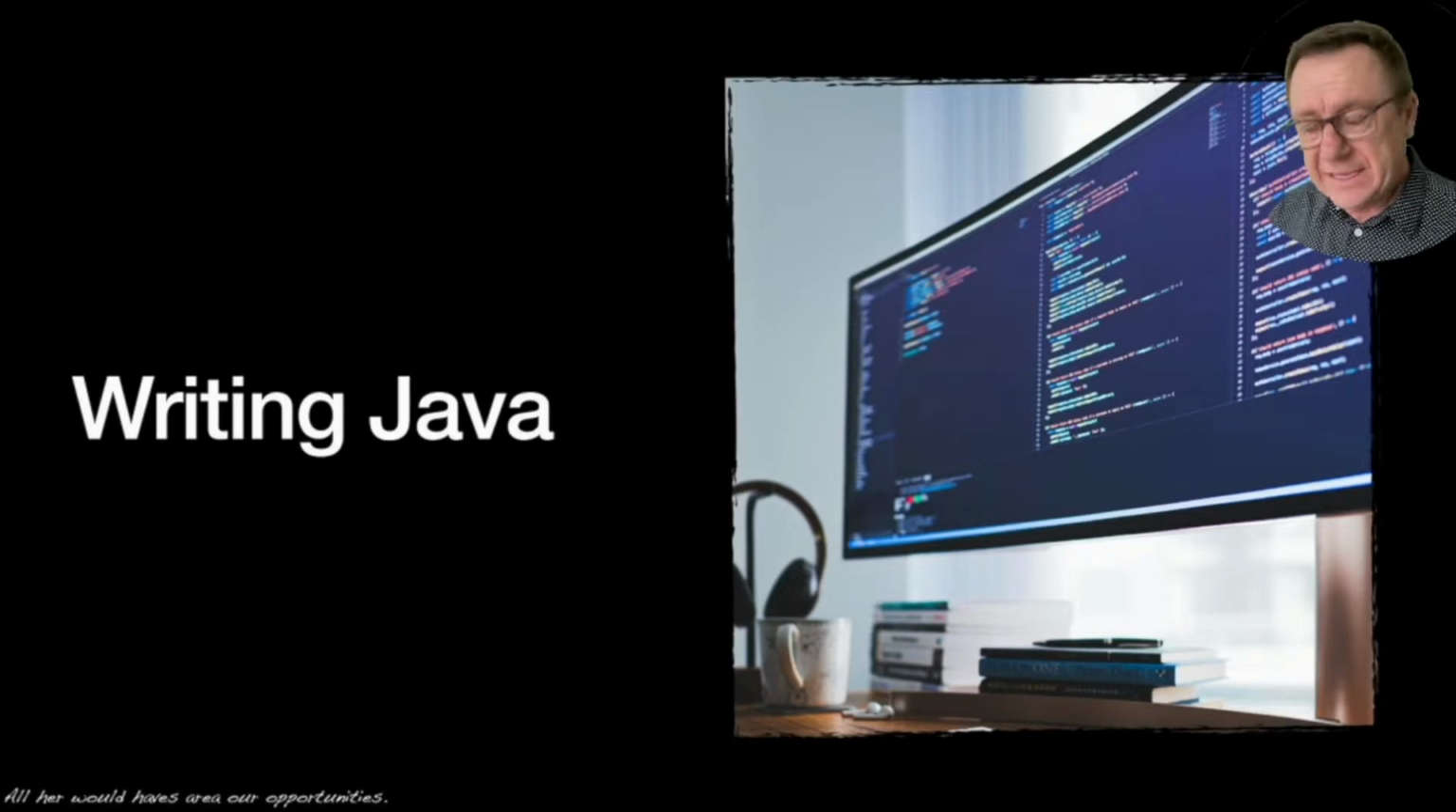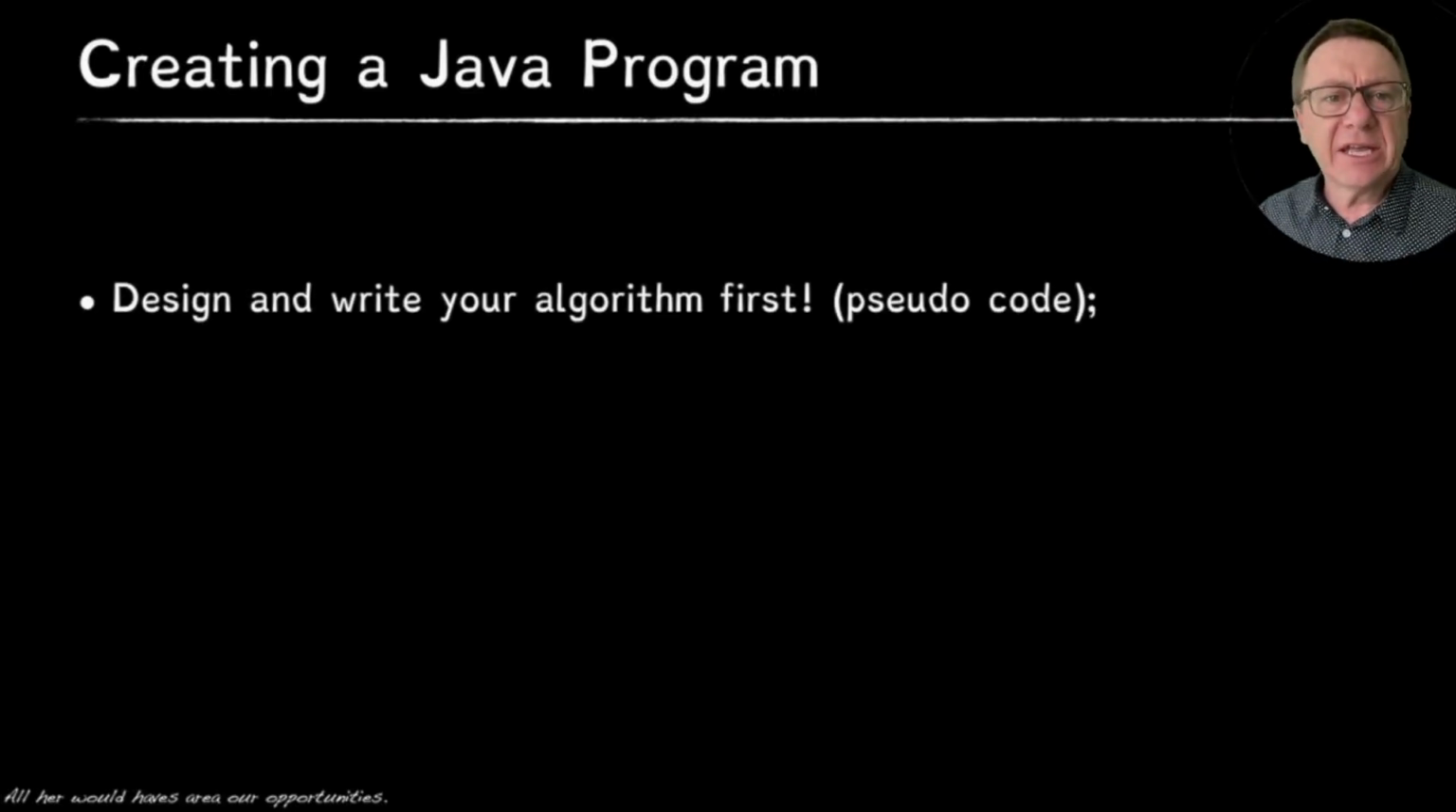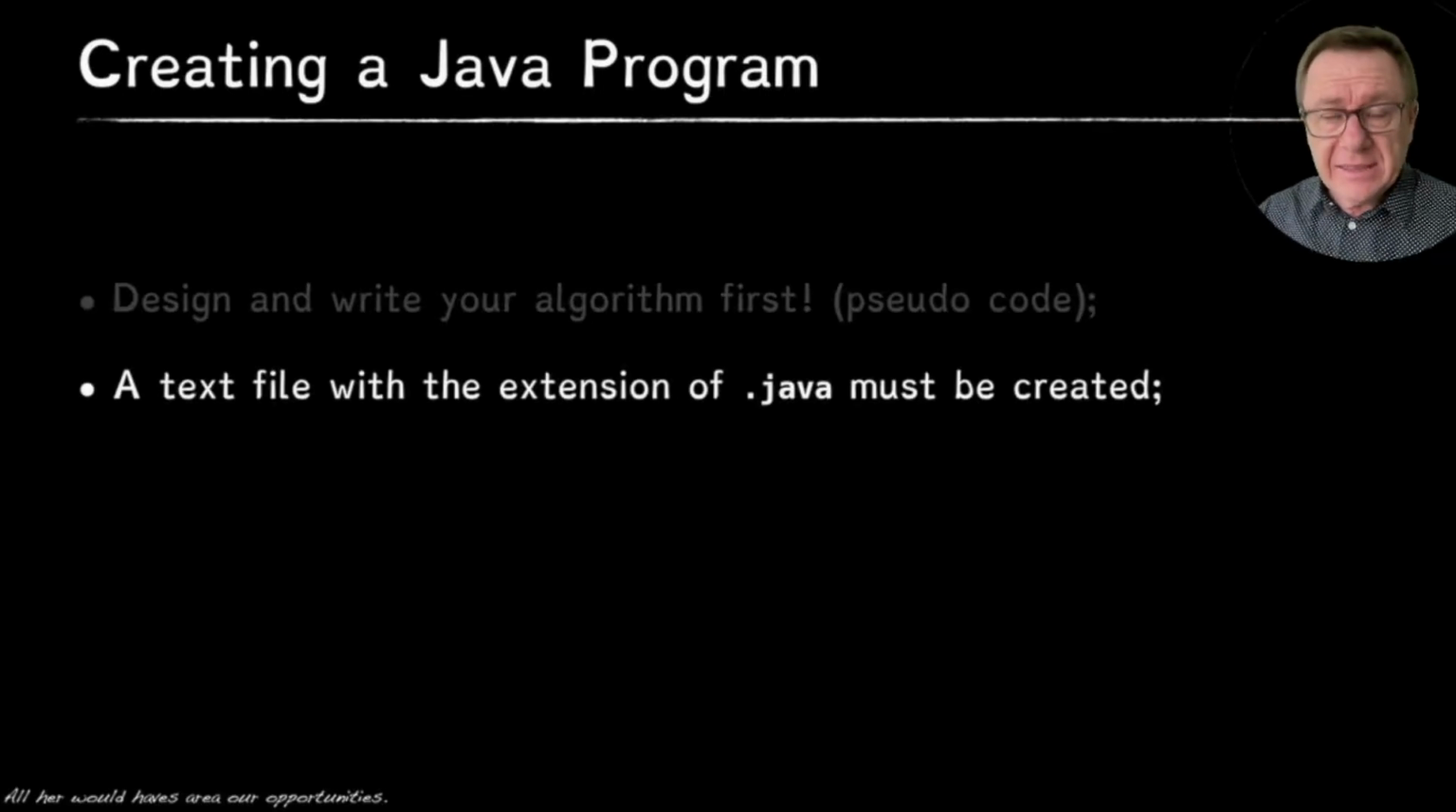Writing Java. Let's have a look at it. So we're going to create a Java program. The first thing we need to make sure we've done is we've designed and written our algorithm in pseudocode. The next thing we need, and we're going to create, is a text file, actually.